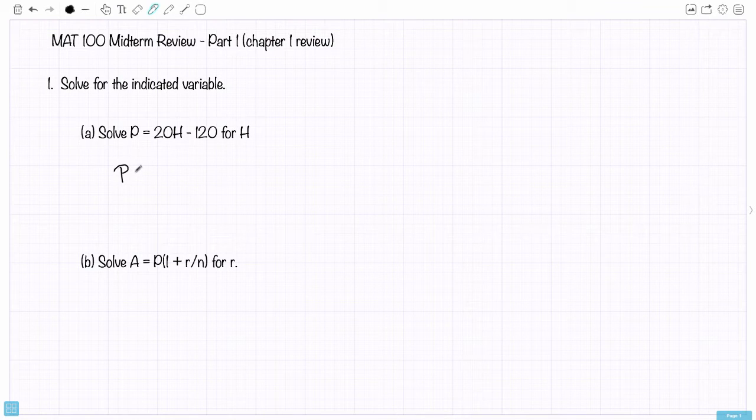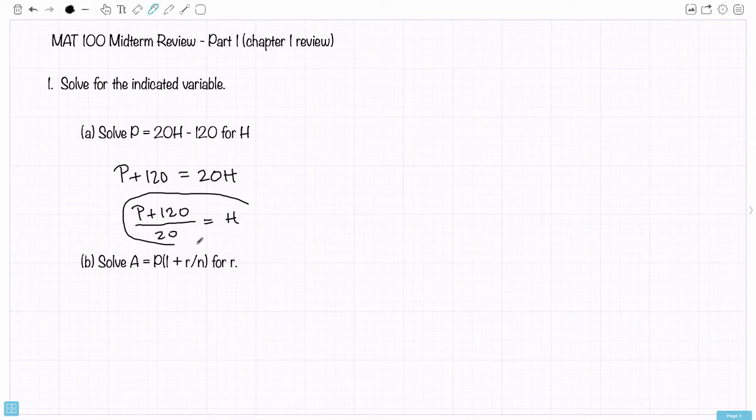So I'll write p plus 120 equals 20h, and then I can divide both sides by 20 because this is a 20 factor times h. So p plus 120, divide the whole thing by 20, and I've isolated h. So there's the solution to that.